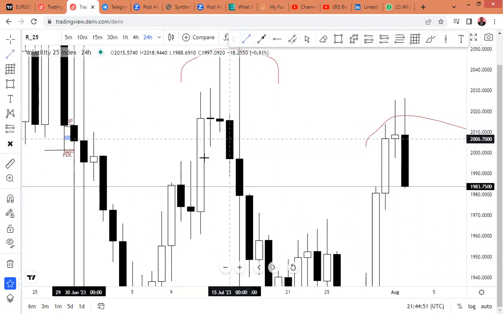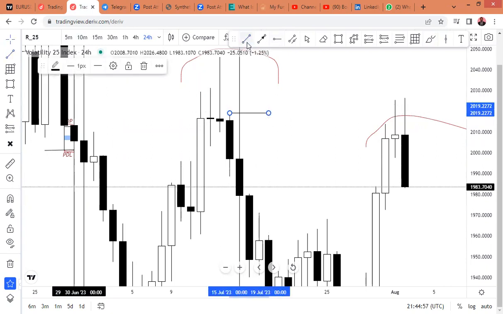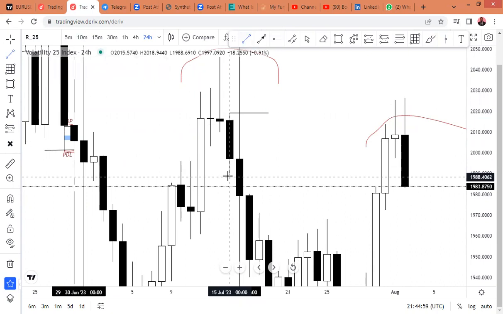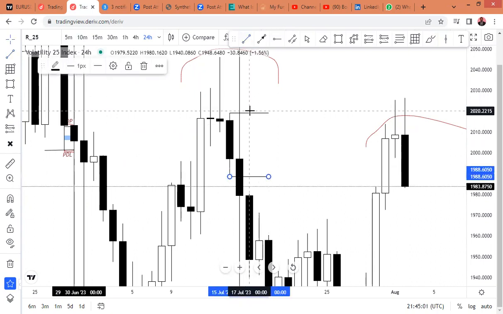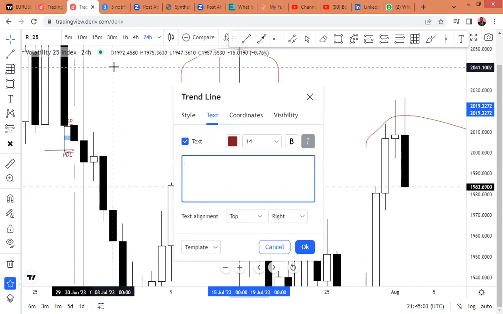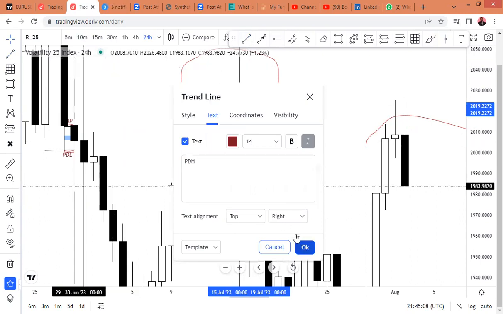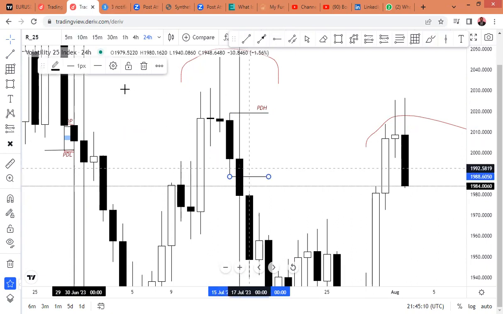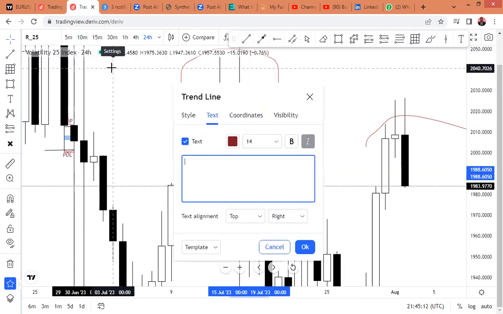Let me just draw. Previous day high, previous day low. So let me annotate. Previous day high. Yes, if you get this concept, it's very interesting. Previous day low.